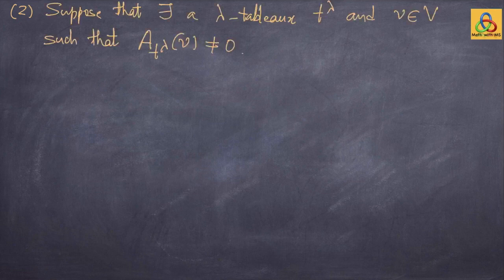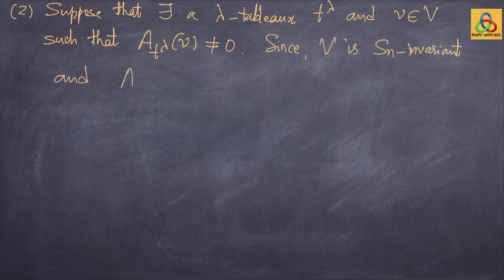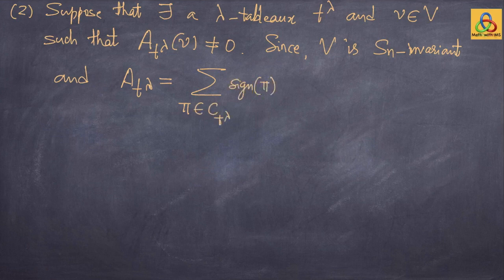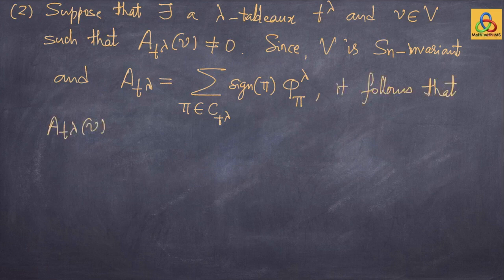Suppose that there is a lambda tableau and a vector V such that the operator A T lambda acting on that vector V is non-zero. This in particular implies that the vector V itself is non-zero. Since V is Sn invariant and the operator A T lambda is what? It is simply the sum over pi belonging to the column stabilizer of T lambda, sign of pi, representation phi lambda operating at the group element pi. And V is Sn invariant, therefore phi lambda pi of any element of V will again fall in V. In particular, A T lambda acting on any element of V will again fall in V. It follows that A T lambda of the vector V in fact belongs to the vector space V itself.